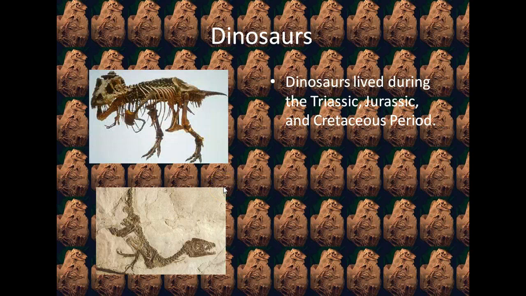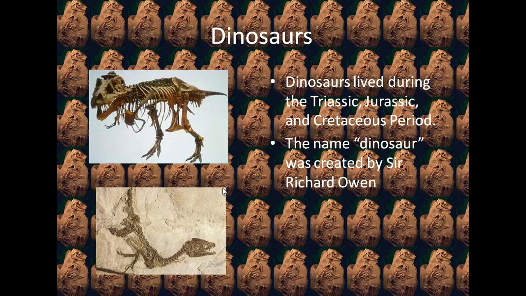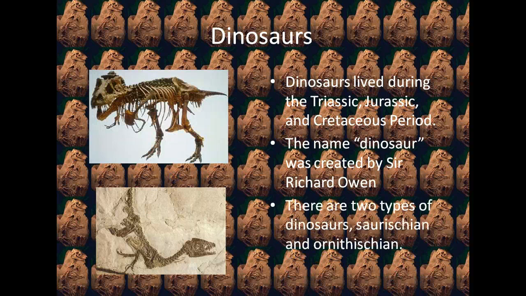Dinosaurs lived during the Triassic, Jurassic, and Cretaceous periods. The name dinosaur, or the group dinosaurs, was created by a paleontologist named Sir Richard Owen. And there are two types of dinosaurs that basically classify them, the Saurischians and the Ornithischians.